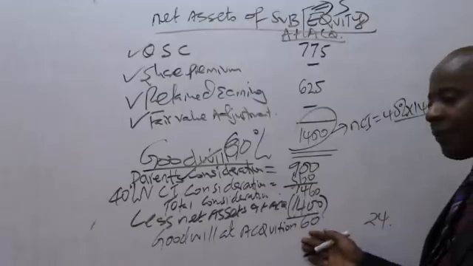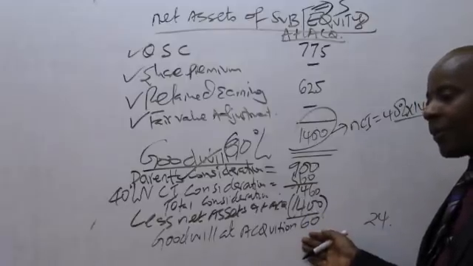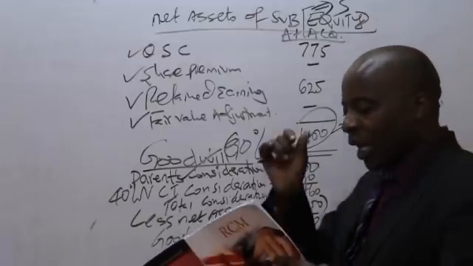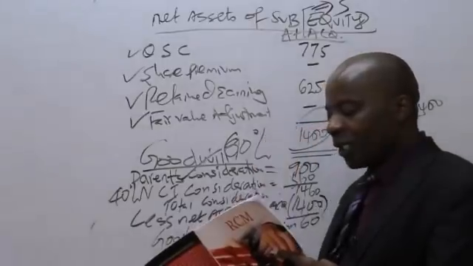So is that okay? How do you get 900? Thank you very much, Ruth, for the question. How we got 900? Look at note number 1.